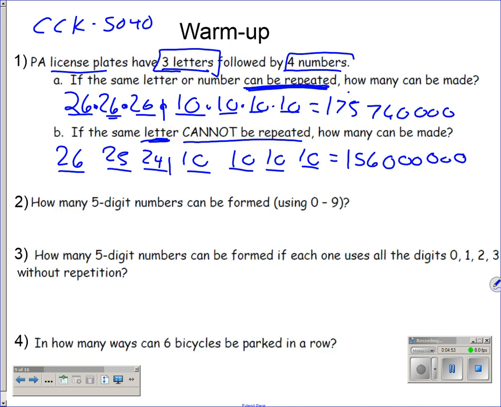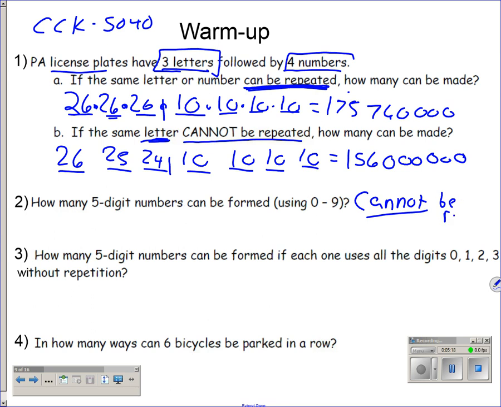All right, that makes sense. Any questions on that? That's how they all are. And numbers 2 and 3 are a big chunk of your homework. So you've got a 5-digit number that can be formed using 0 through 9. We'll say that they cannot be repeated. It will usually specify.